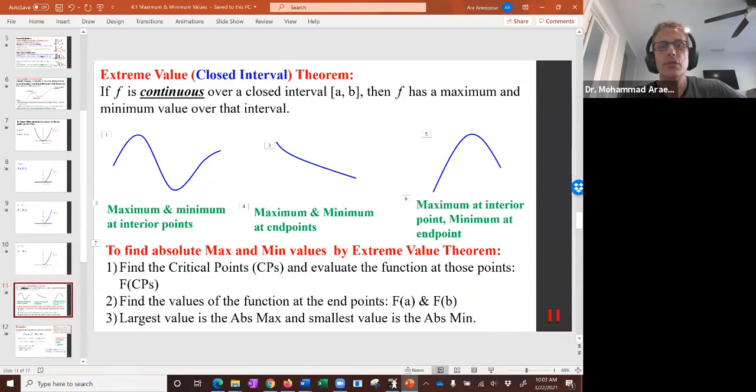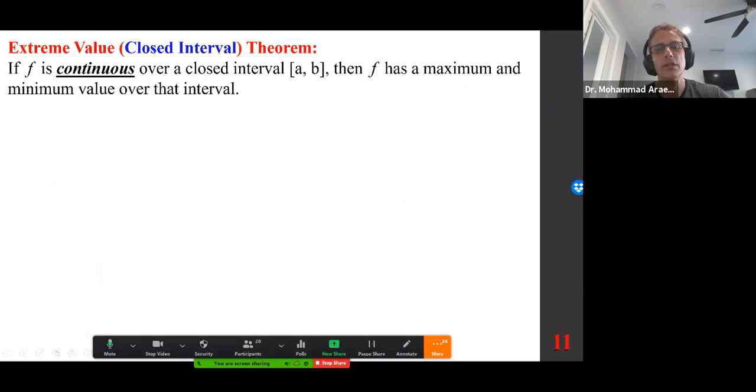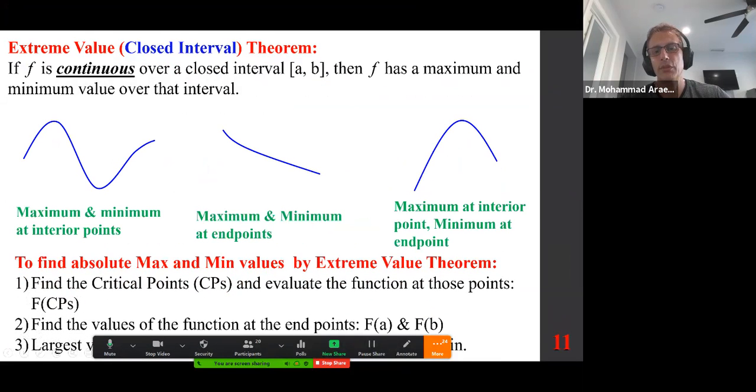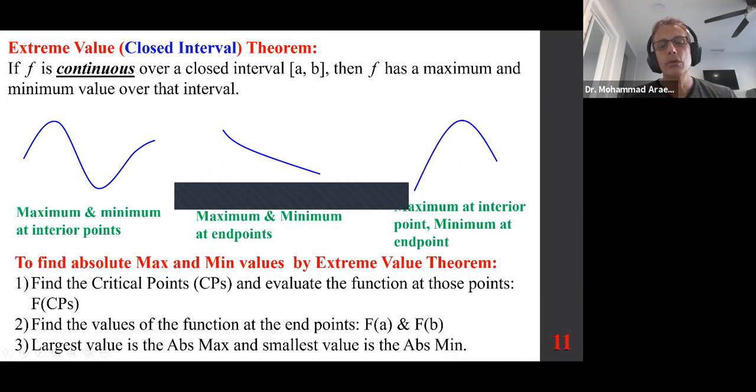It gives rise to the closed interval theorem: in the case of a continuous function, there is an absolute max as well as an absolute min. The methodology is outlined here, which simply put, you find the critical points, you evaluate the function at the critical points as well as the endpoints. The largest value is the absolute max, the smallest value is the absolute min.